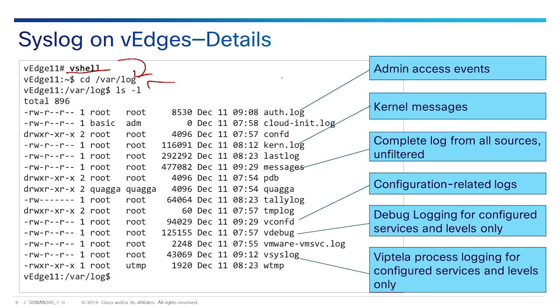The auth log shows the login and logout, any super user events, and authorization events. Moving down to kernel messages, kern log is all the kernel messages. Messages is the consolidated log file that contains all the syslog messages from all sources. vconfd is all the configuration-related syslog messages. vdebug is all the debug messages for the modules whose debugging is turned on. So if you do a debug on the system, it actually sends it to this file.